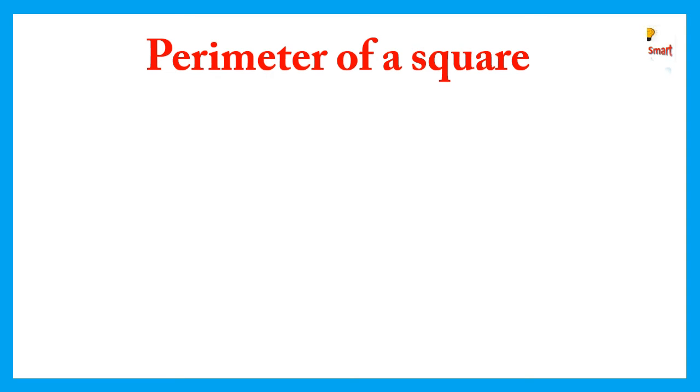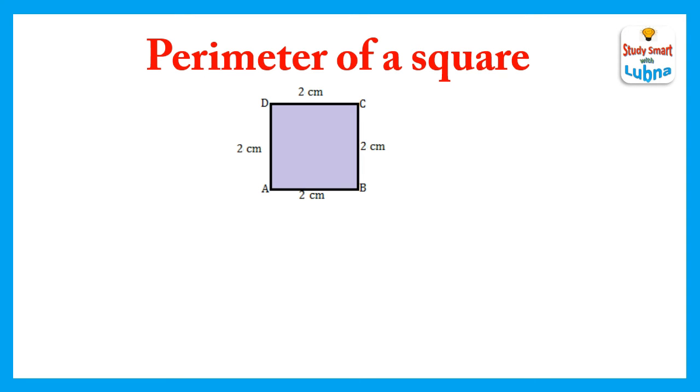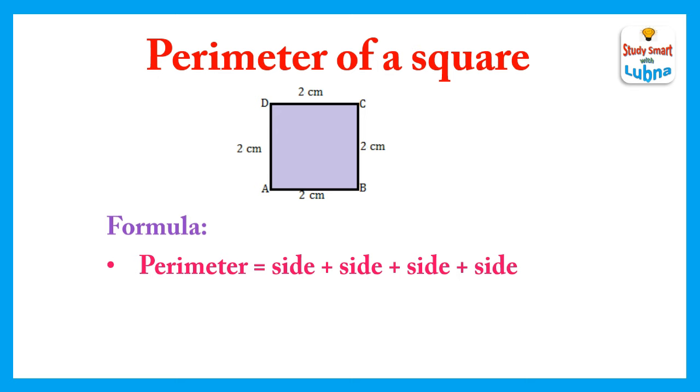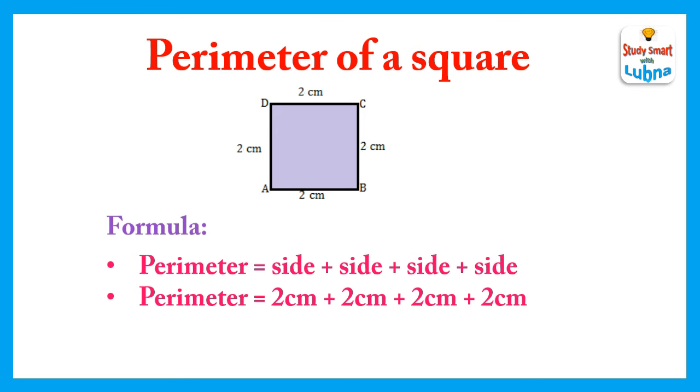Now let's solve an example. Here we have a square, and the perimeter of a square means the outer boundary of the square. All four sides are equal in length. AB 2 cm, BC 2 cm, CD 2 cm, and AD also 2 cm. So by adding all its sides, we can find its perimeter. So perimeter is equal to side plus side plus side plus side. So we'll add all the sides. 2 cm plus 2 cm plus 2 cm, and then plus 2 cm. So the perimeter is equal to 8 cm.